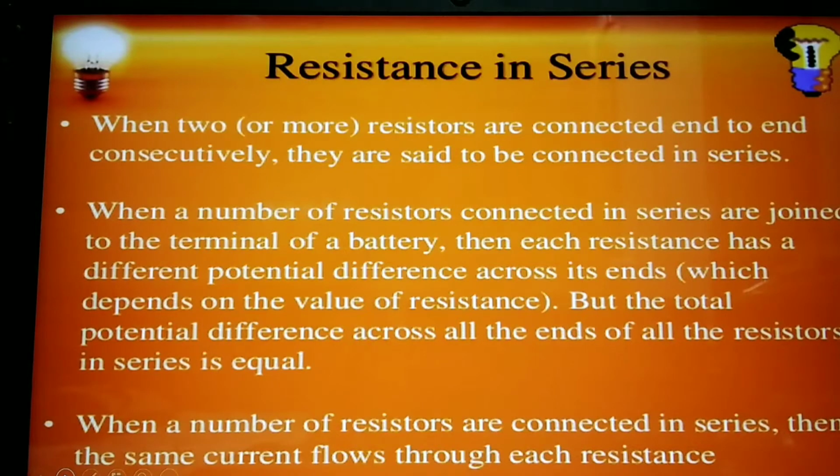Once again, when two or more resistors are connected end to end consecutively, they are said to be connected in series. When a number of resistors connected in series are joined to the terminals of a battery, then each resistance has a different potential difference across its ends, which depends upon the value of the resistance, but the total potential difference across all the resistors in series is equal to the battery voltage. When a number of resistors are connected in series, then the same current flows through each resistance.